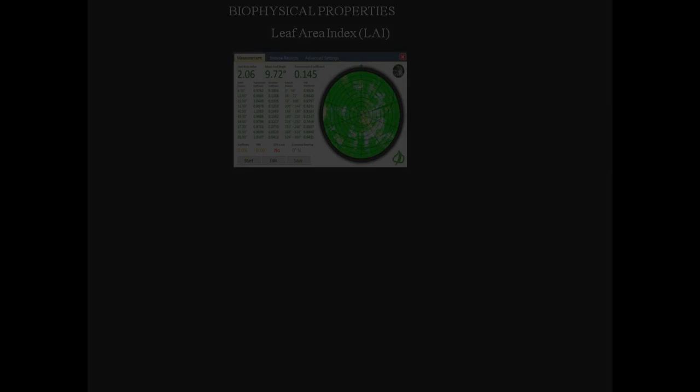The next part is the biophysical properties. When we collected the leaf spectrum from the leaf, at the same time we also calculated the leaf area index using a plant canopy analyzer. This is one of the biophysical parameters that we are going to consider in our model.